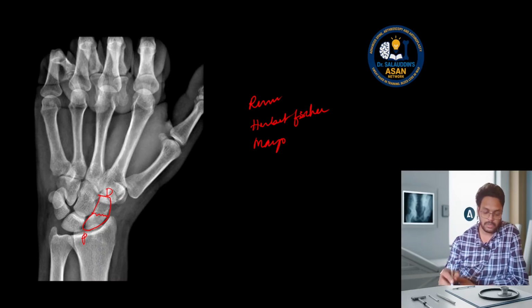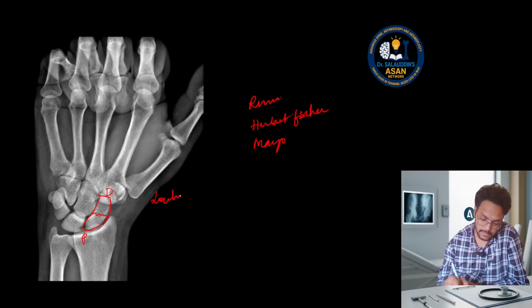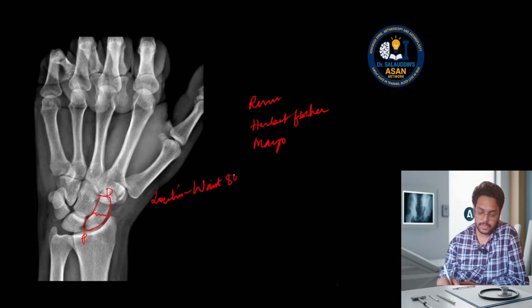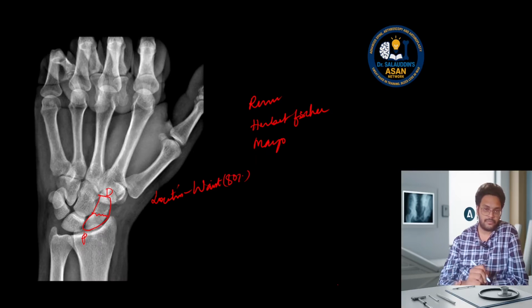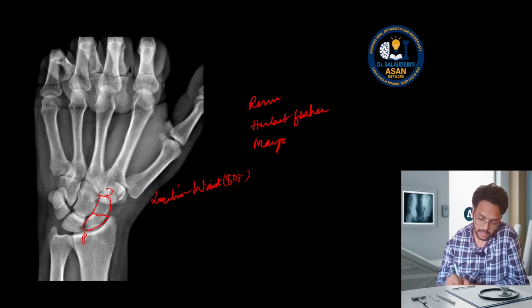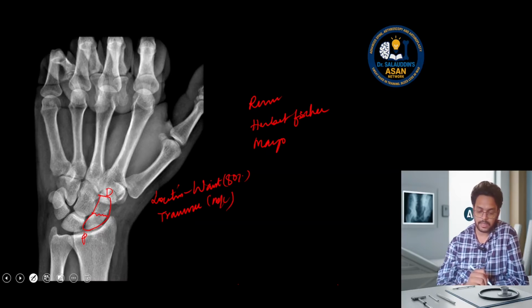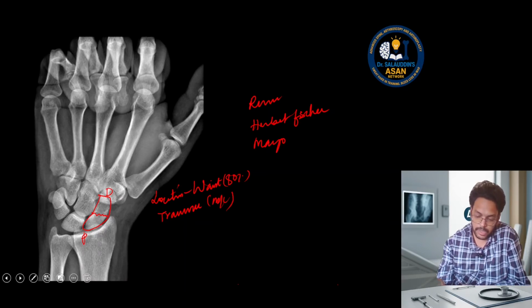Okay, so first, based on the location, it's a waist fracture. As you know, 80% of scaphoid fractures are waist fractures. Now what type is it? Is it oblique or transverse? It's a transverse fracture. Again, it's the most common pattern. So according to Russe, it is a transverse waist fracture.